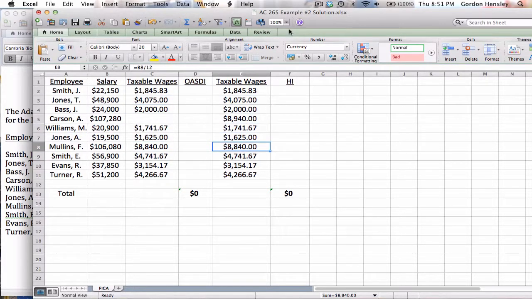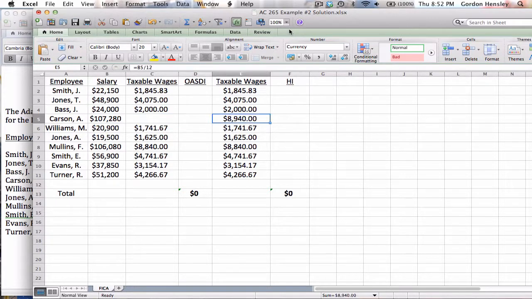And of course on HI tax it doesn't matter. But I am going to have one problem, and that's right here. For Carson A, that's going to be a problem because that person's annual salary is $107,280. That's more than the cap. So that's why I had to delete that and leave that blank.